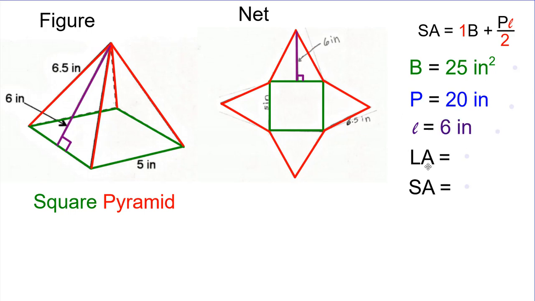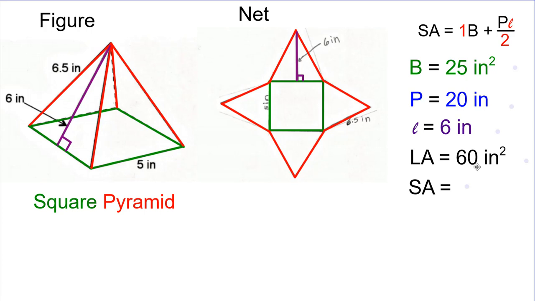Okay. Lateral area. So to find the lateral area, we have to take the perimeter times the slant height divided by 2. Perimeter times slant height divided by 2. So 20 times 6 divided by 2. Well, when we do that, we can actually divide one of these by 2 first. So 20 divided by 2 is 10. 10 times 6 is 60. So, just a trick to be able to do that in your head, or just put it in the calculator. It doesn't matter.